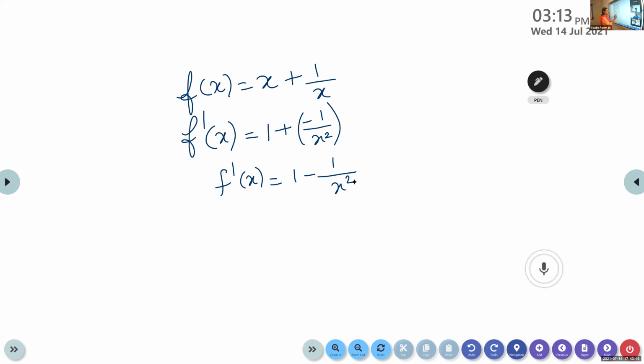Listen children, I am going to simplify this. I am going to cross multiply here and write this as x square minus 1 by x square. When you take the common LCM, it is x square, so we get x square minus 1 by x square. What is x square minus 1? Using the identity a square minus b square, x square minus 1 is x minus 1 into x plus 1. So f dash of x is x minus 1 into x plus 1 by x square.